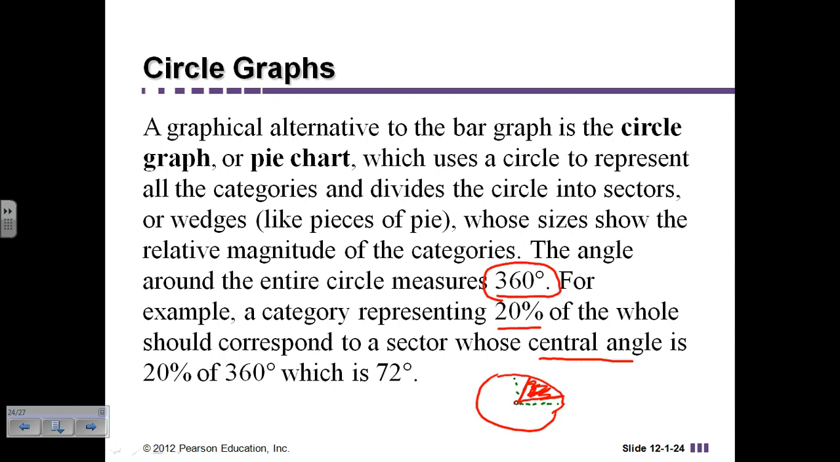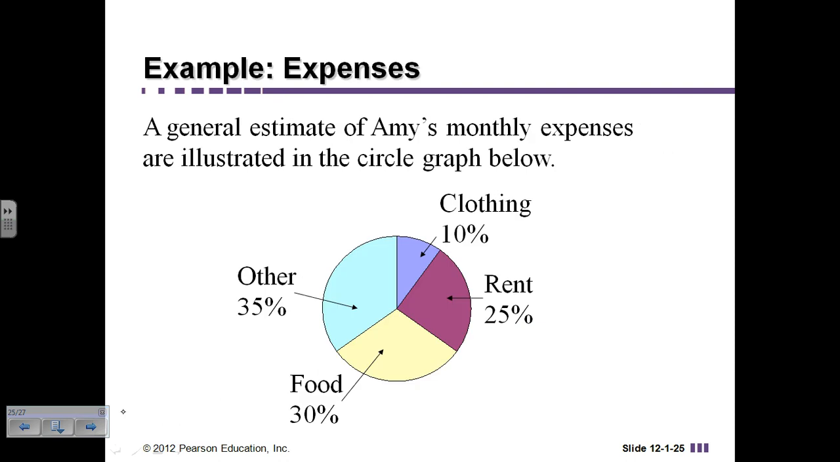So what you have to do is take the relative frequencies that are given to you and multiply it by 360 degrees to figure out what angle or how much of the circle is taken up by that information. So this is an example of a pie graph. So when we're looking at this pie graph, clothing is 10% of the expenses. So 360 times 10% is 36. It's a 36-degree angle. So this angle right here is 36 degrees.